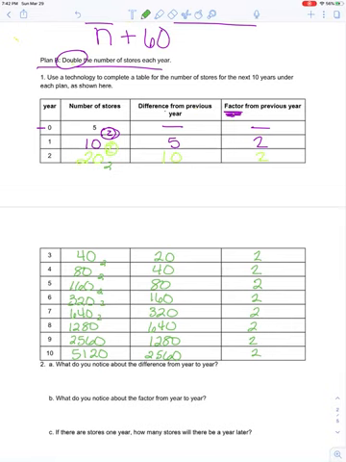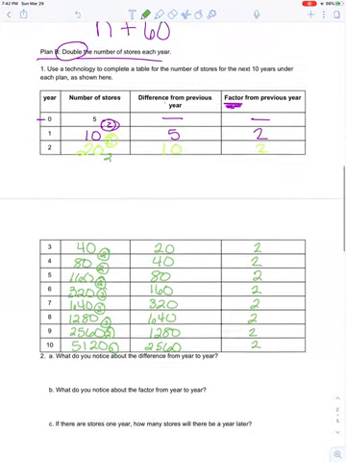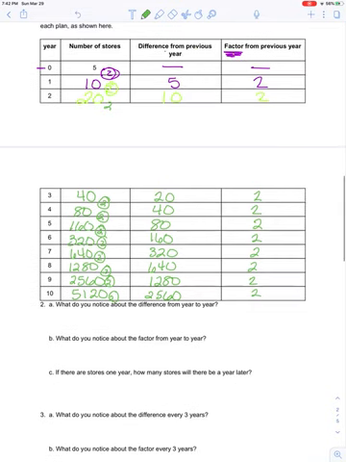So check your numbers again. Every time we took our previous number and multiplied it by 2. And guys, writing these little notes as you're going helps you answer questions later on. That way you don't forget what you did from each step. Because now, what do you notice about the difference from year to year? What do you notice about this column that's happening year to year?